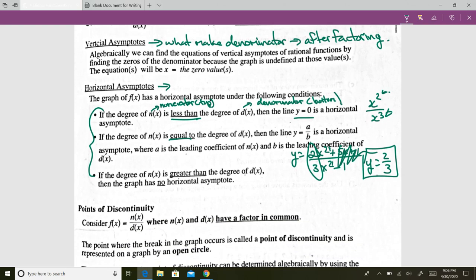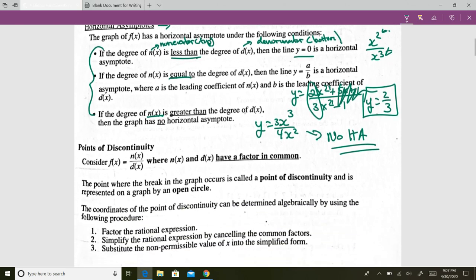If the degree of the numerator, the top, is greater than the degree of the denominator, it has no horizontal asymptote. So if it's 3x cubed over 4x squared, you just say no HA. Again, take calculus if you want to know what happens with those. There's different types of asymptotes, but you probably don't care.